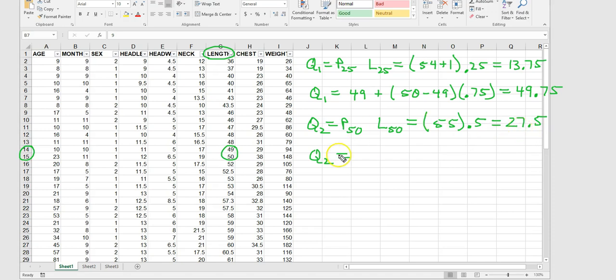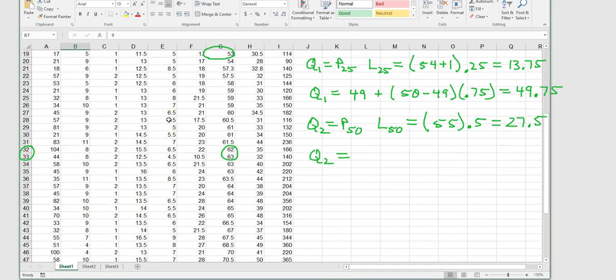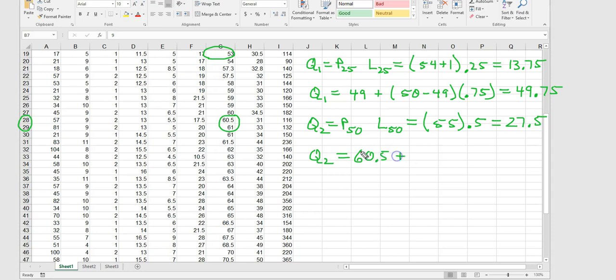So we have to scroll down here to find those. And right here they are. So it's actually the 28th and 29th row. And going over here, we are looking at these two numbers, so 60.5 and 61. Okay, so Q2 is going to be 60.5 plus, and then we have to go halfway between here. So that's going to be 61 minus 60.5 times 0.5.